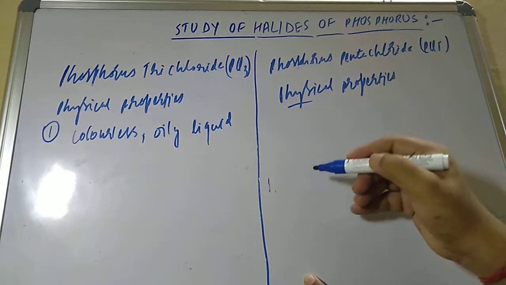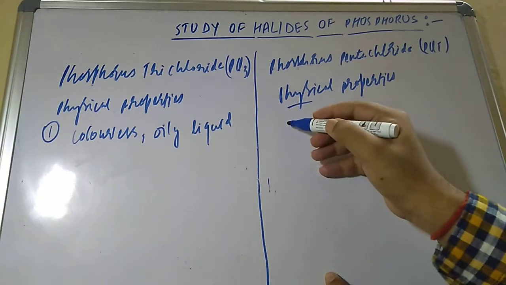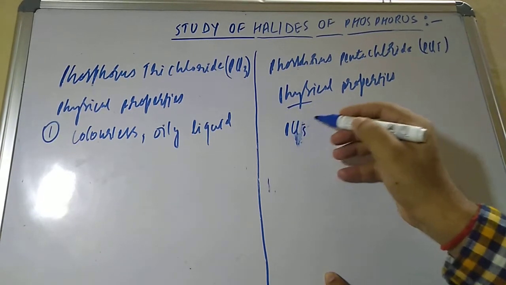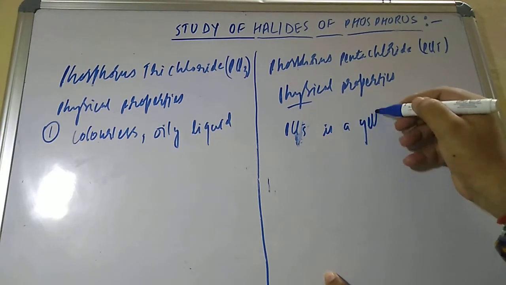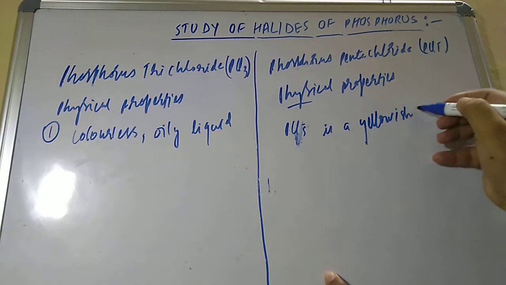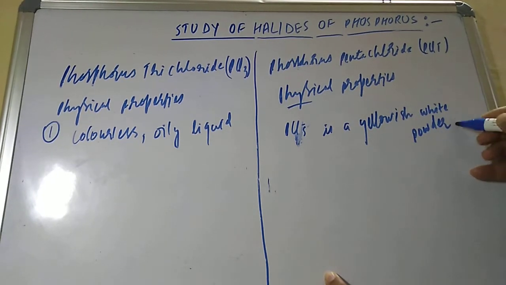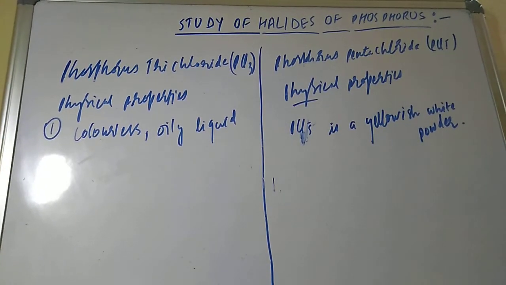PCl3 is a colorless oily liquid, and PCl5 is a yellowish white powder. So this was the case for the physical properties: PCl3 is a colorless oily liquid, but PCl5 is a yellowish white powder. Now let us go and study the chemical properties.